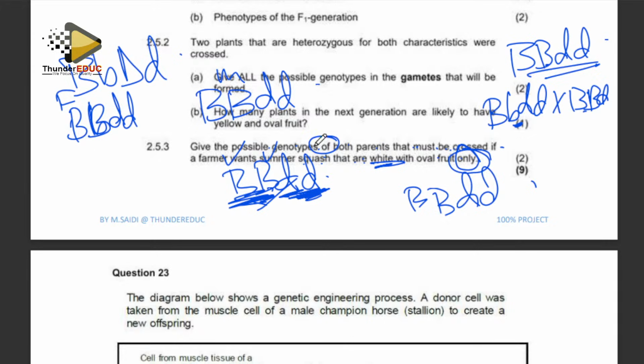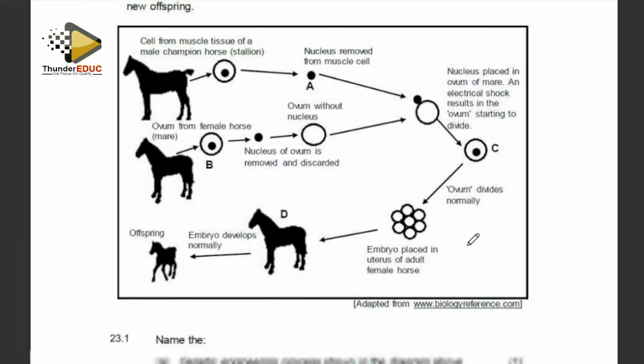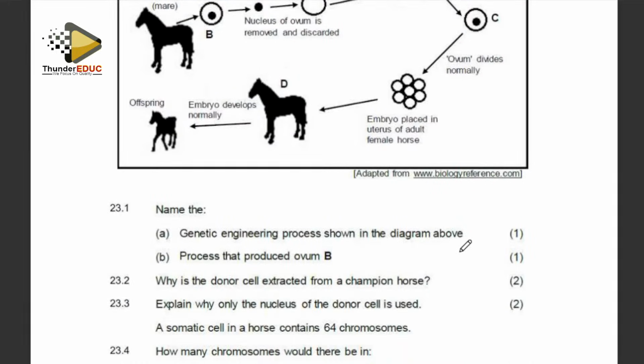We go to the next question. What is cloning? Let's look at that. The diagram below shows the genetic engineering process. A donor cell was taken from a muscle of a champion horse to create the new offspring. All right, let's continue and find out. They're saying that the genetic engineering process shown above is cloning. Name the process which is producing B.